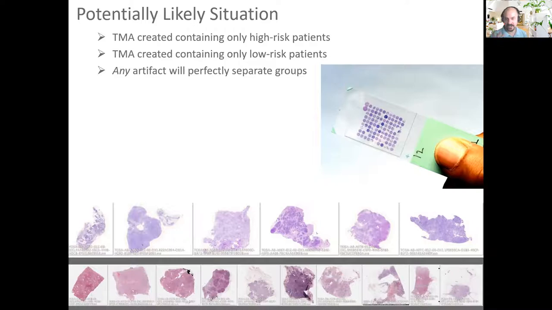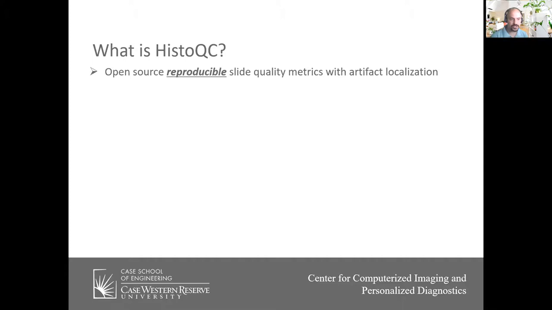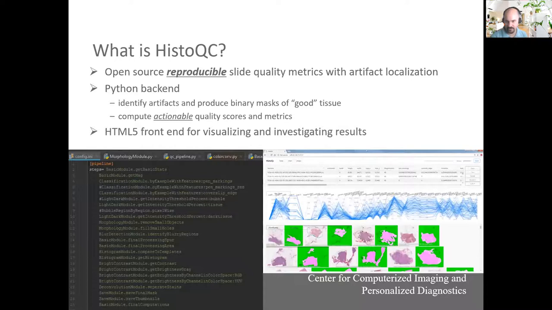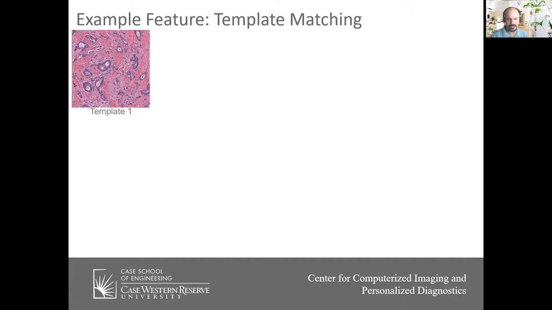So to help make these problems more visible and to start proposing some solutions, we built a tool called HistoQC, which is an open source, keyword here, reproducible program that produces quality metrics and helps localize the artifacts. It has a Python backend and it has a front end for visualizing that. So one feature that I'd like to discuss for HistoQC, because I think it's hopefully quite intuitive, is that the user can provide a template. So if I say, I like this H&E image, this is my template image, I can compute a distribution of the red, green, and blue channel.